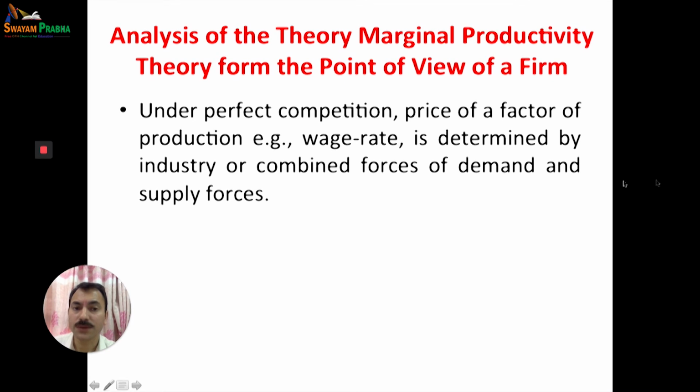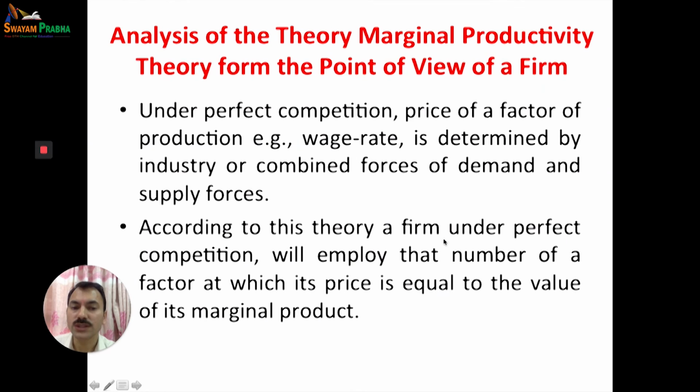Under perfect competition, the price of a factor of production, that is the wage rate, is determined by the industry through the combined forces of demand and supply, as we just discussed in the previous slide. According to this theory, the firm under perfect competition will employ that number of units of a factor at which its price is equal to the value of its marginal product.